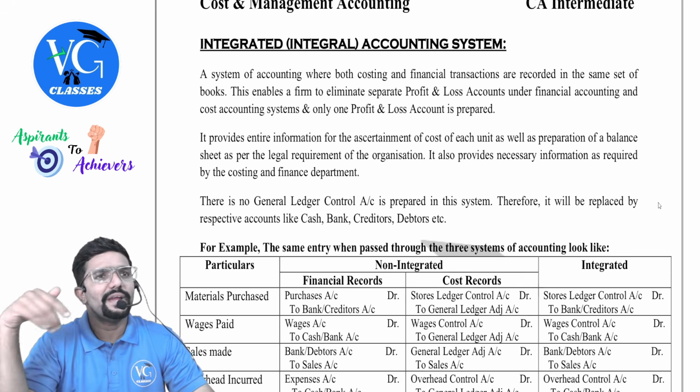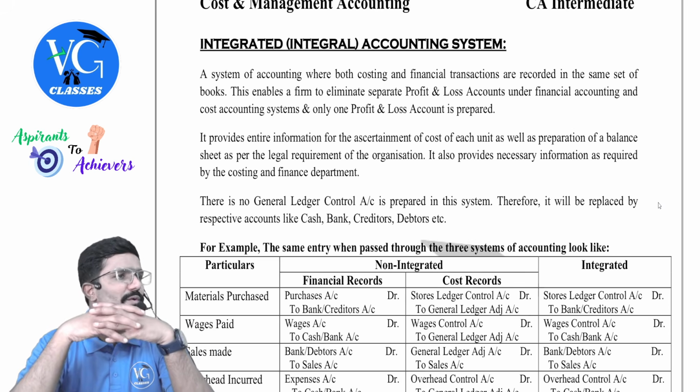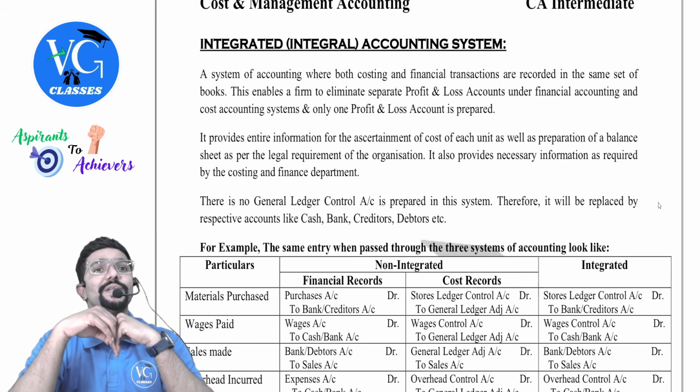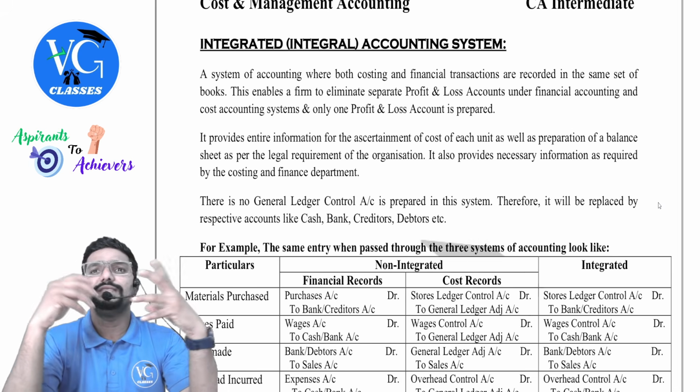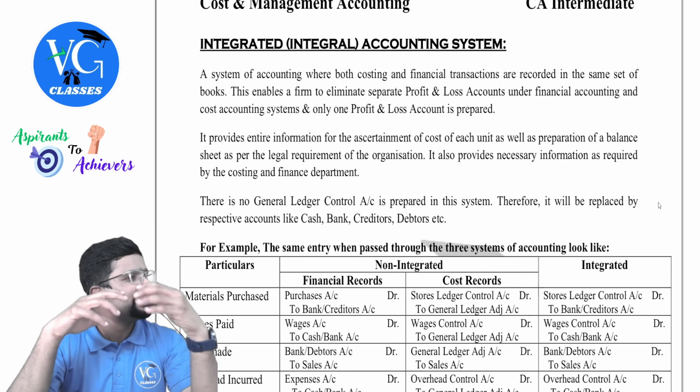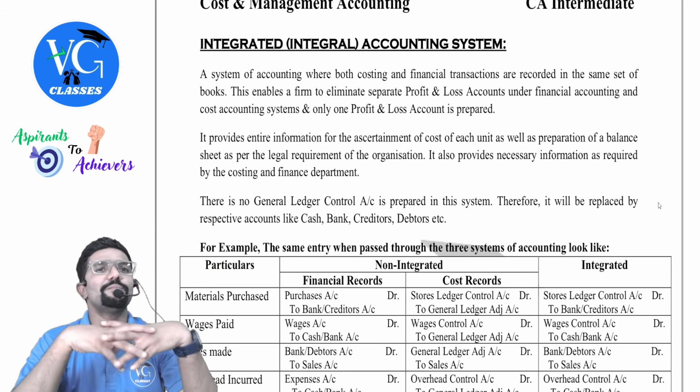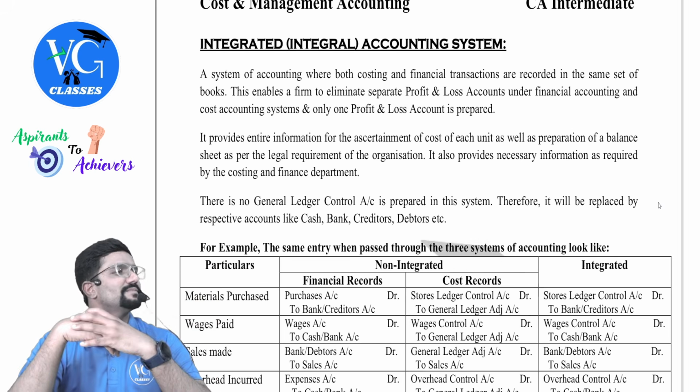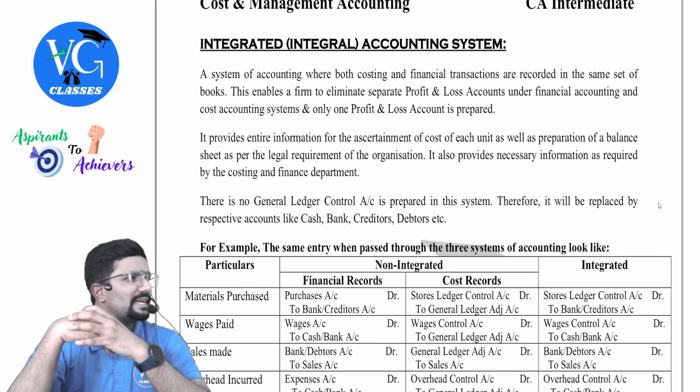Simple. I have paid some expenditure, assume overhead expenditure. What is the entry I would have passed under non-integrated? Overhead to general ledger. Correct? Here, assuming it is paid, what entry will we pass? Overhead to bank. Overhead to bank or cash.